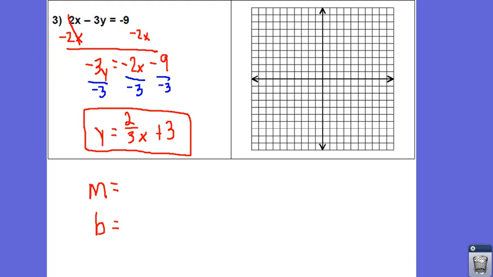So when we do this, this is going to cancel out. So now we go -2 divided by -3. Well, we're just going to keep it as a fraction. A negative divided by a negative is a positive. And then you're going to go -9 divided by -3, which is going to give you a positive 3. So this is our equation written in y equals mx plus b.